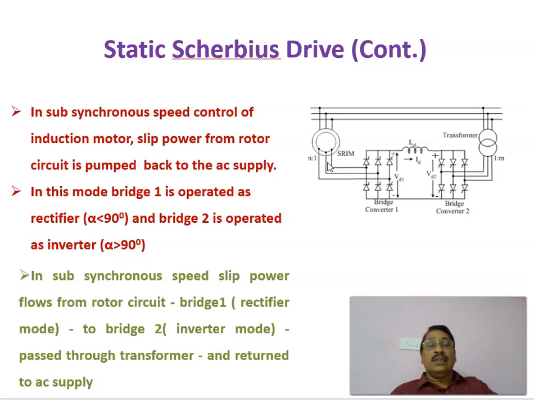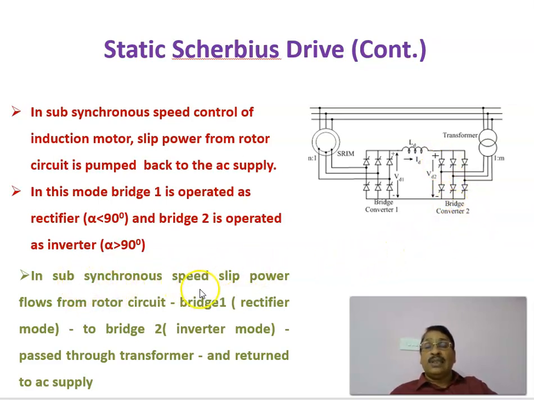Therefore, in the subsynchronous range, the rotor slip power is injected into the grid through converter 1, which is working as a rectifier, and converter 2, which is working as an inverter. Therefore, in subsynchronous speed control of an induction motor, slip power from the rotor circuit is pumped back into the AC supply. And in this mode, bridge 1 is operated as a rectifier. Therefore, the firing angle will be between 0 and 90 degrees. And bridge 2 is operated as an inverter, with the firing angle between 90 degrees and 180 degrees.